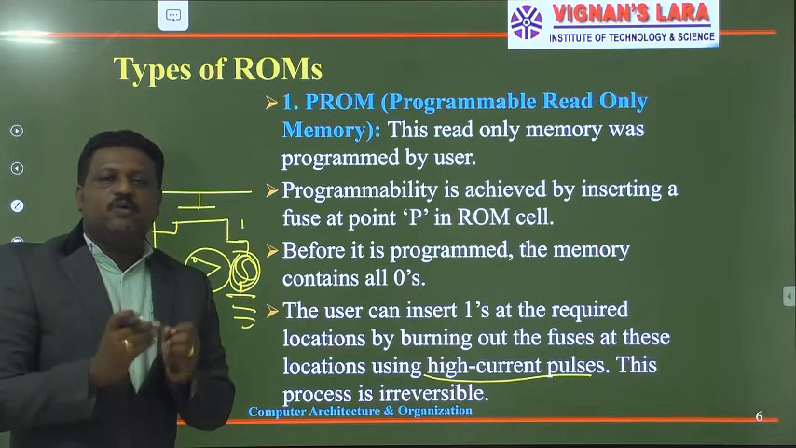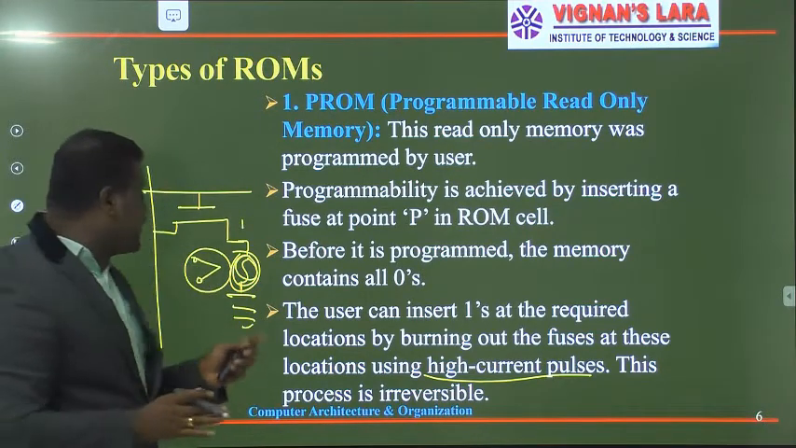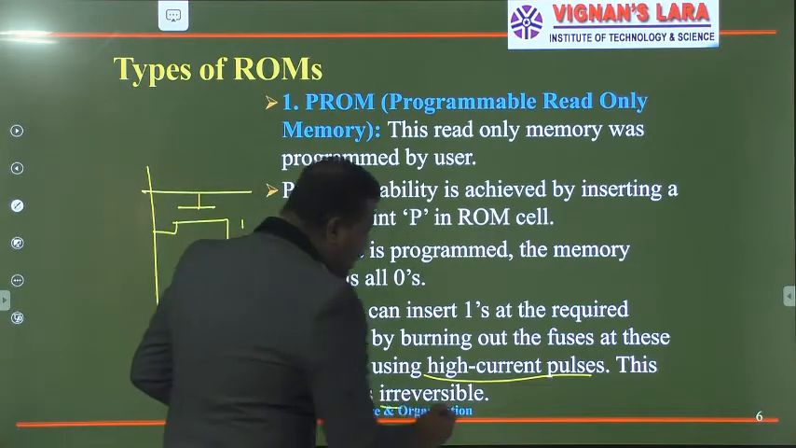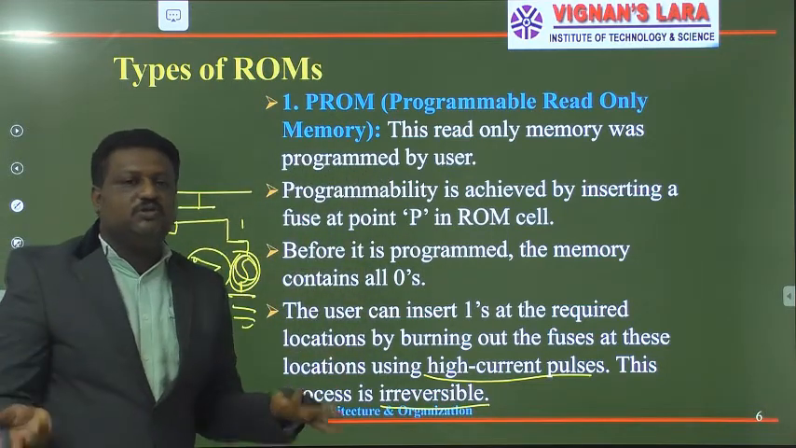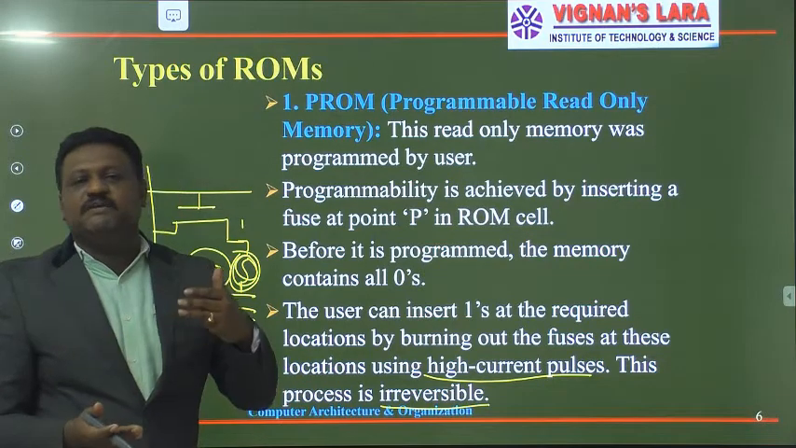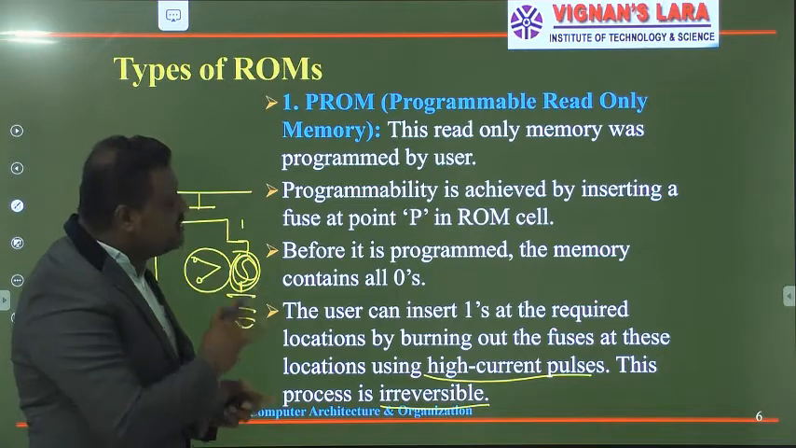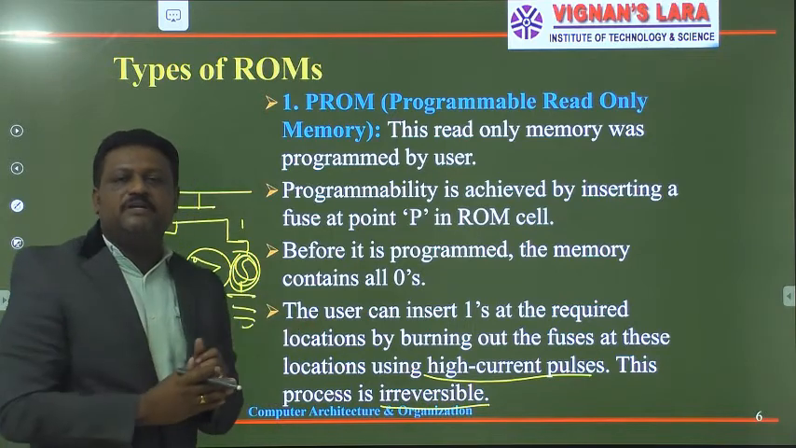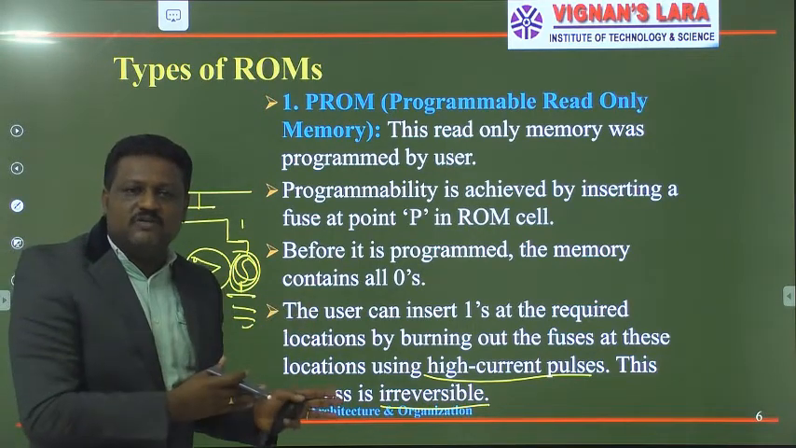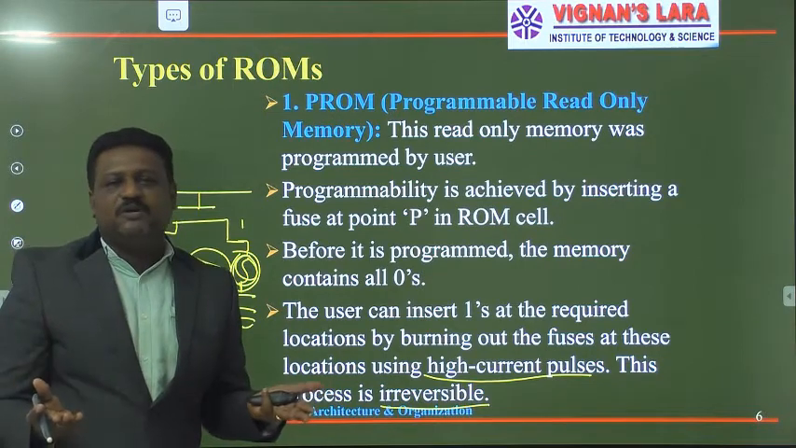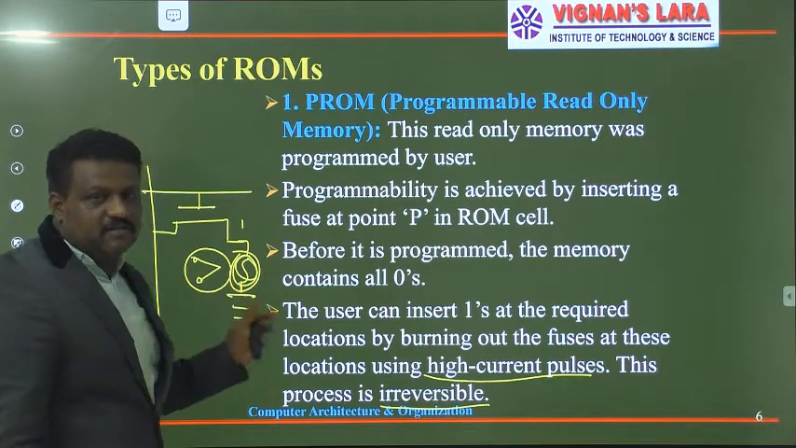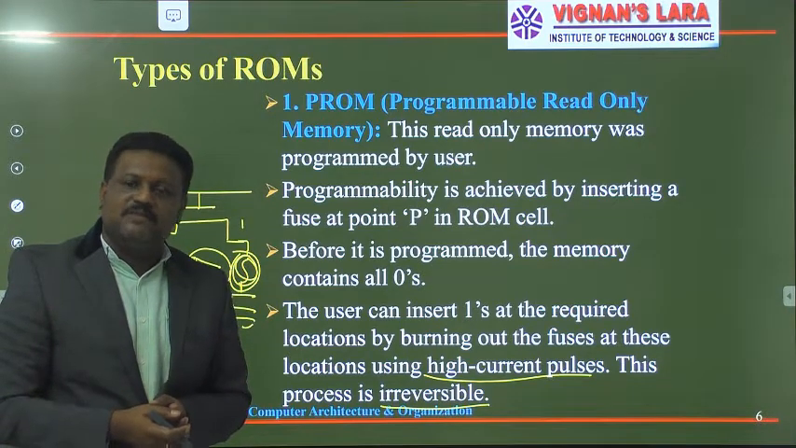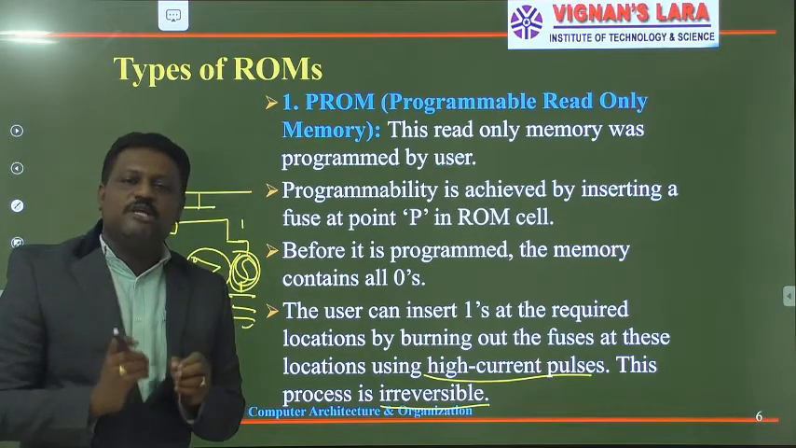And one more important thing is, once you burn the fuse, it is not possible to establish a fuse connection again between the MOS transistor and ground. That's why this process is irreversible. Once you burn it, there is no chance to make a fuse connection again between a MOS transistor and ground. So from this, we get one important piece of information regarding this programmable read-only memory. This is also OTP, a one-time programmable memory. Why? Because once you burn the fuse, it is not possible to get that fuse back between a MOS transistor and ground itself. So that's why PROMs are also OTPs, like mask ROM.